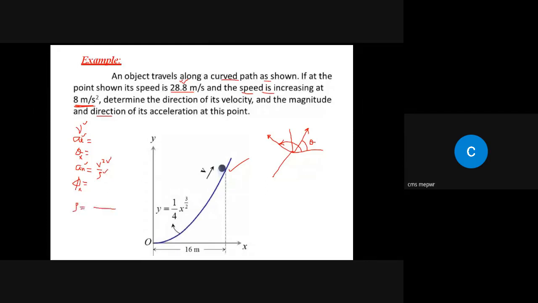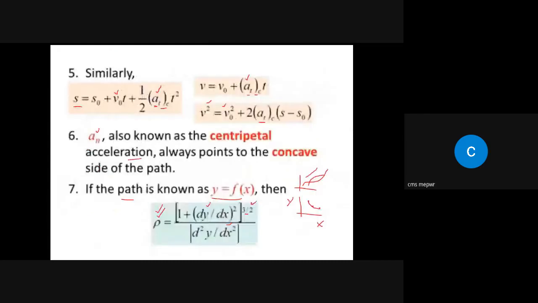This is the equation, right? Yes, sir. So what do we need in this equation? dy by dx and the double derivative of y with respect to x, right? Yes, sir. Okay. Let's look at the diagram.